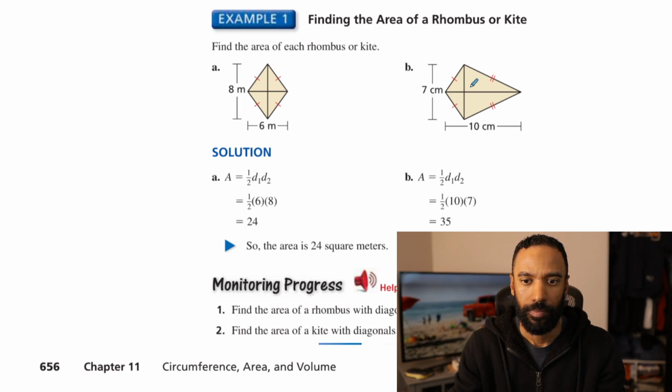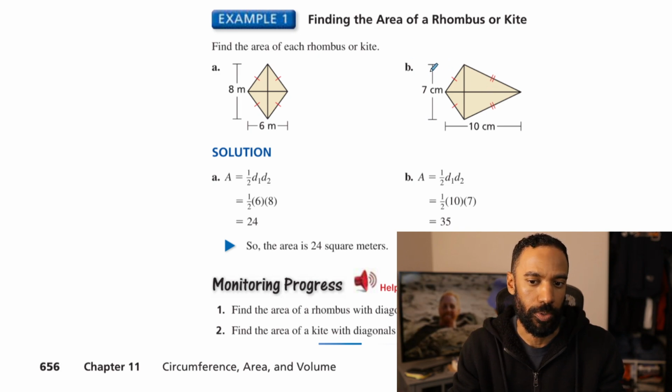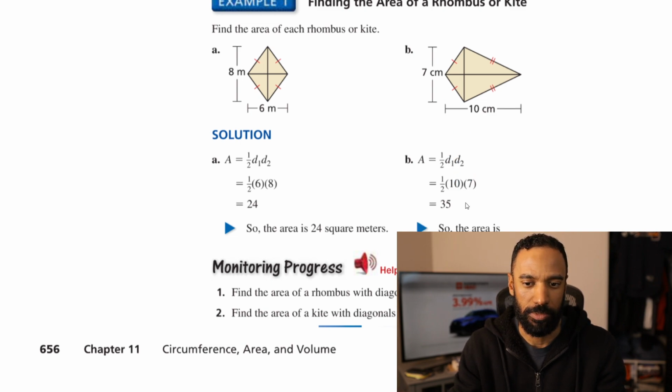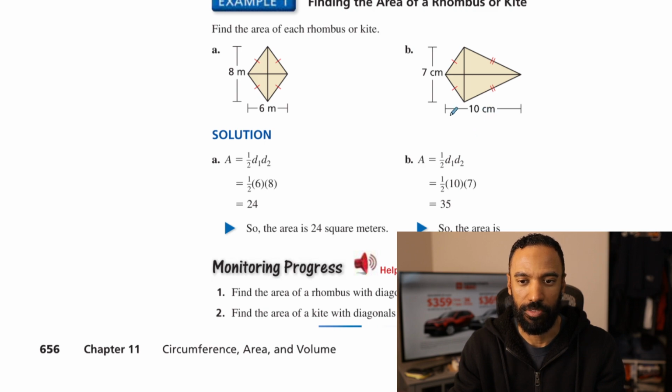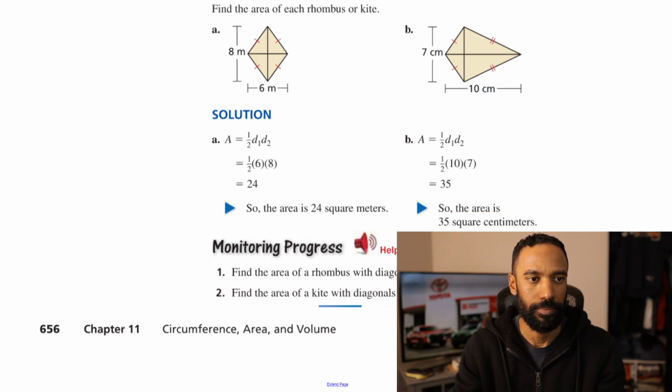Part B, this diagonal, I don't know which one they're calling 1 and 2, but this diagonal is 10, this diagonal is 7. Half of diagonal 1 times diagonal 2, half of 70, would give you 35 square centimeters for that one. So that's the basic construct of what we're doing there.